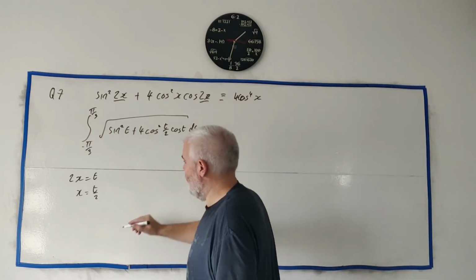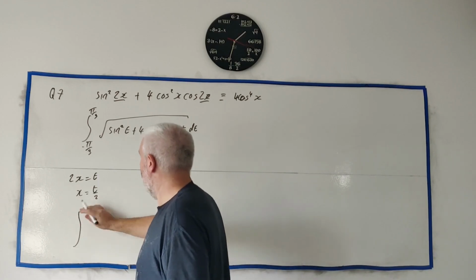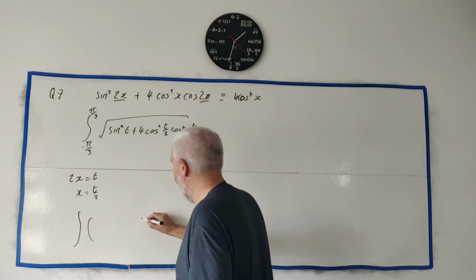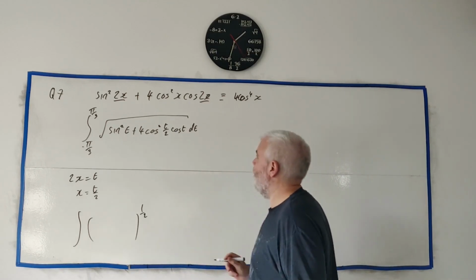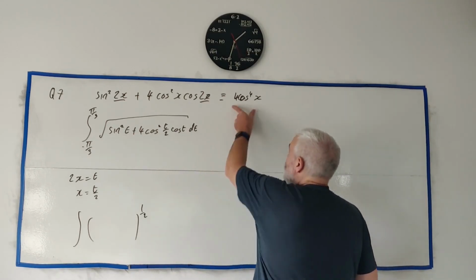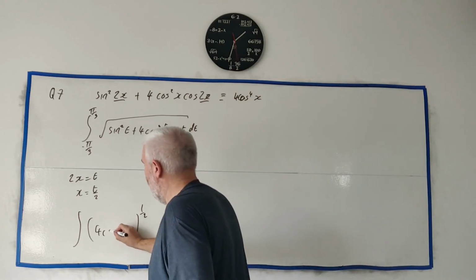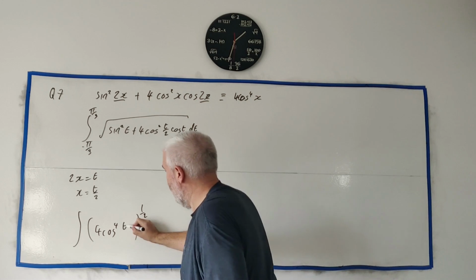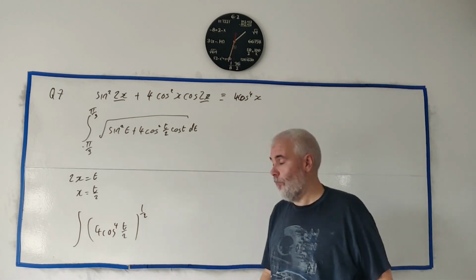So we can write all of this out again. Let's see, the integral, I won't bother writing all of it. The square root, put that in power of a half. Instead of all this, we can write 4 times cosine to the power of 4 of, instead of x, t over 2.